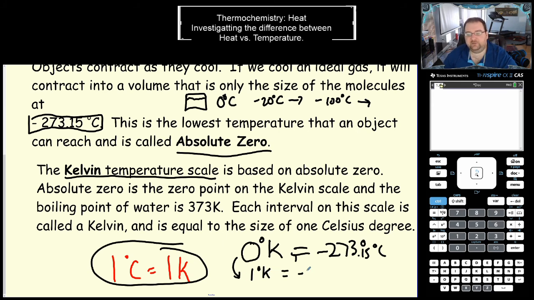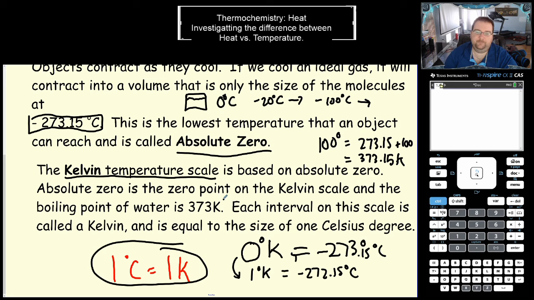What temperature is that in Celsius? Well, that would be negative 272.15 degrees Celsius. So they both changed by 1. What would be at 100 degrees Celsius? Water boils. What would that be in Kelvin? Well, you would take 273.15 and add 100 to it. So 100 degrees Celsius would be 373.15 Kelvin.